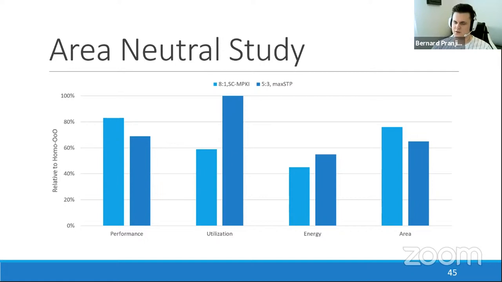I think the comparison is a bit questionable, because if you have a 5 and 3 configuration, you might as well compare it to 4 and 4, because most of the heterogeneous chips on the market that are based on the big.LITTLE architecture are like 4 and 4 or 8 and 8. So yeah, maybe they didn't want to compare it that way, but yeah.